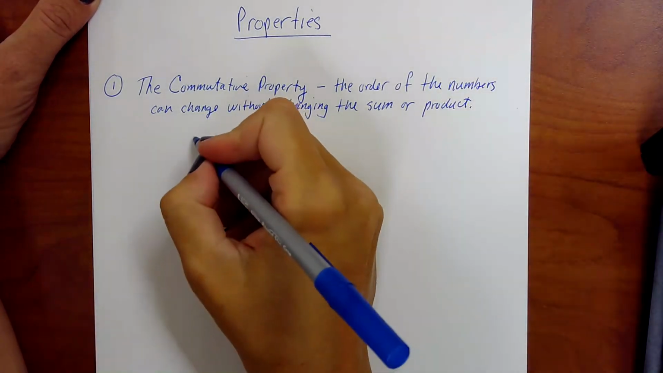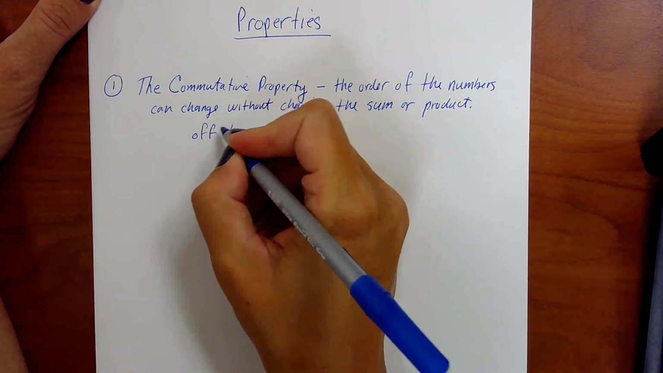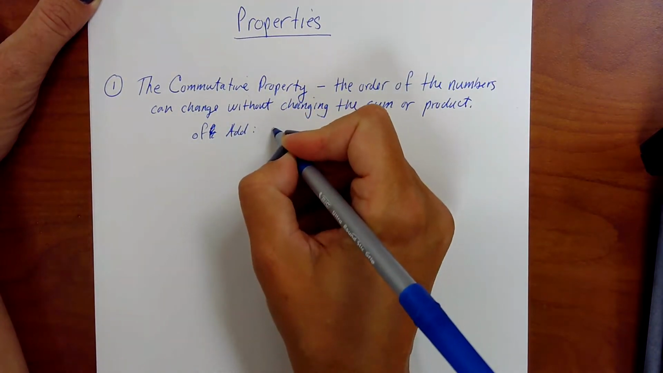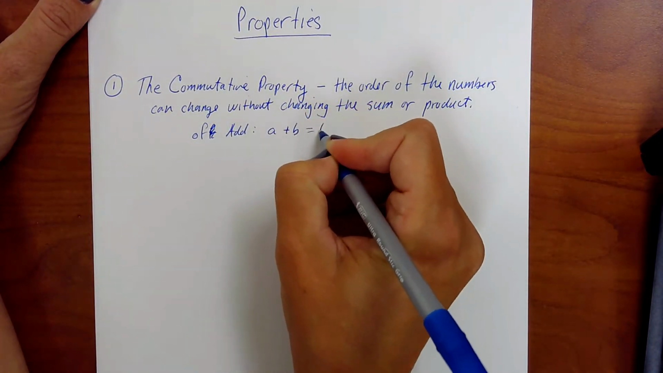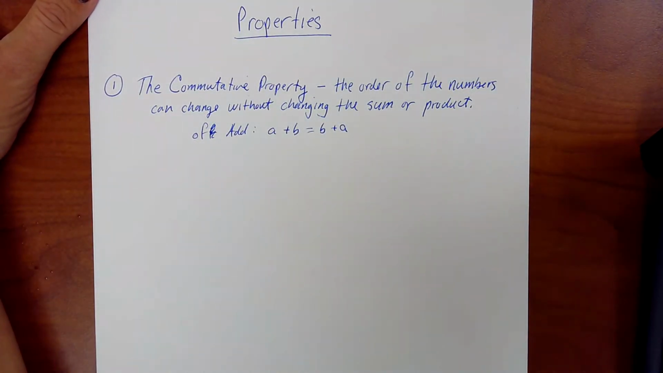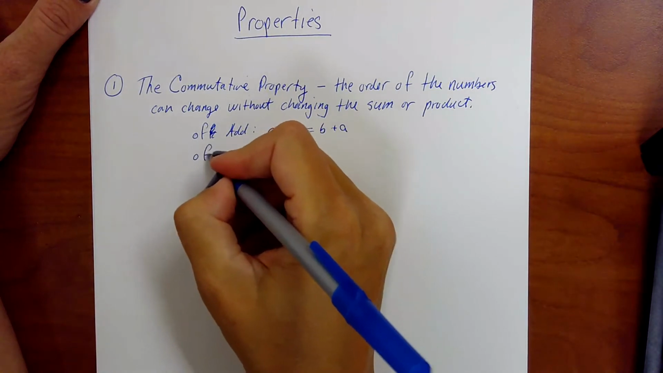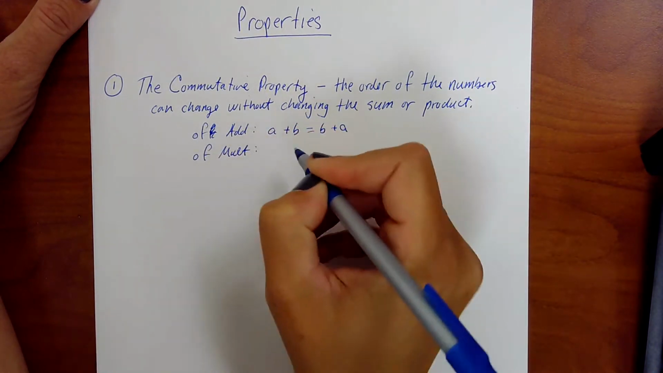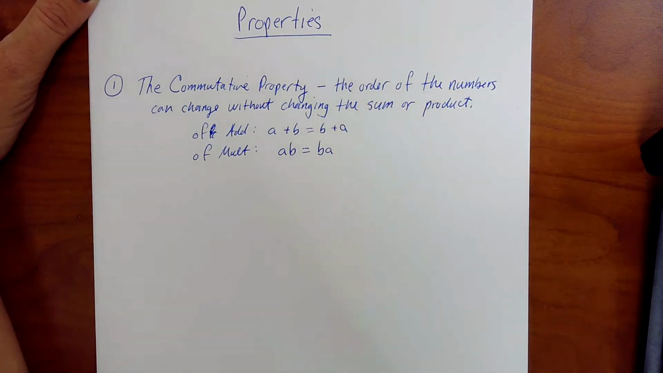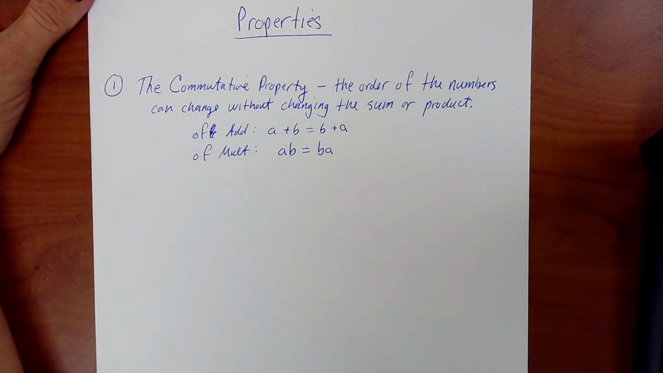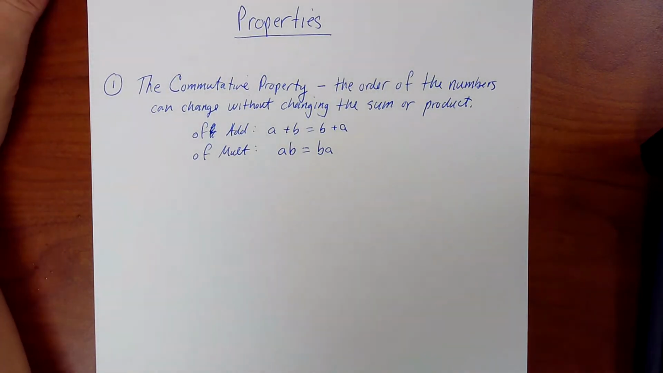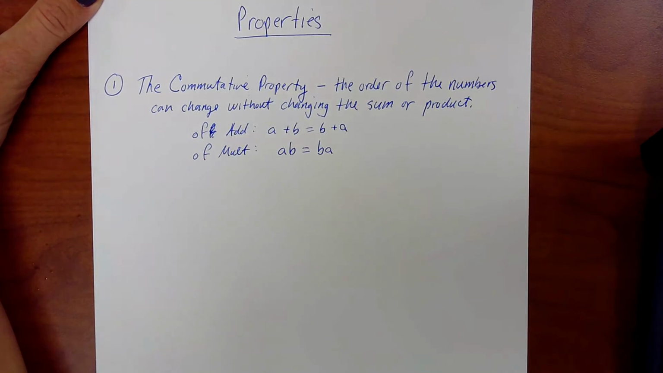Now we're going to write down commutative property of addition is A plus B is the same as B plus A, which you knew that. 1 plus 2 is the same as 2 plus 1. All right, of multiplication, same thing. A times B gives you the same answer as B times A. Okay, so that's the commutative property. If you switch the order, then the answer is the same.